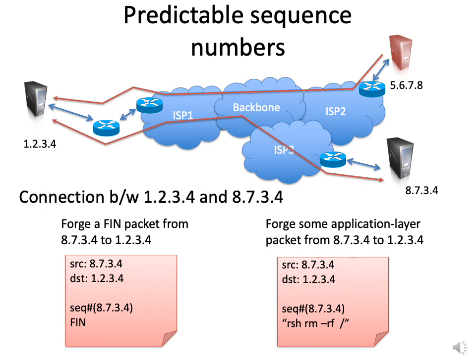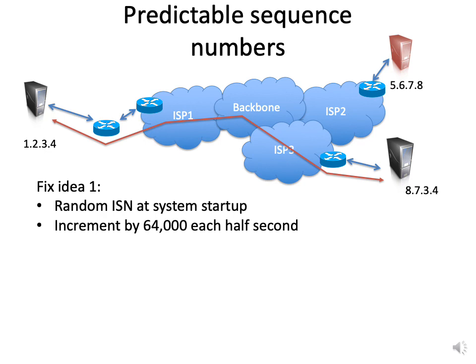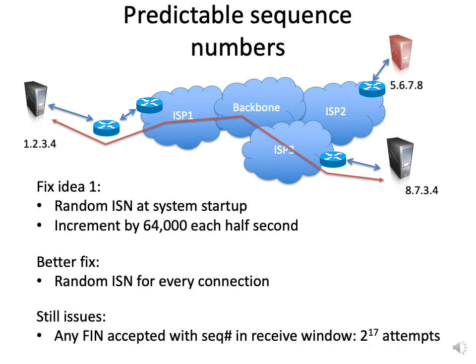So this is an example of what you can do with forging. As I said, the better fix is the random sequence number for every connection.